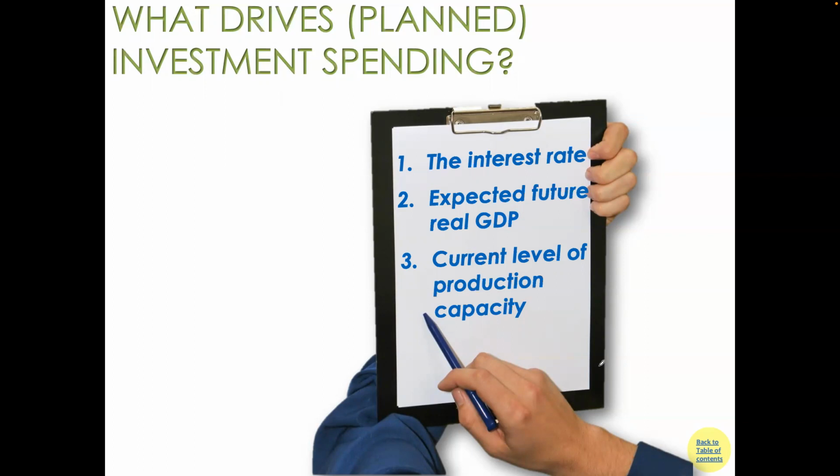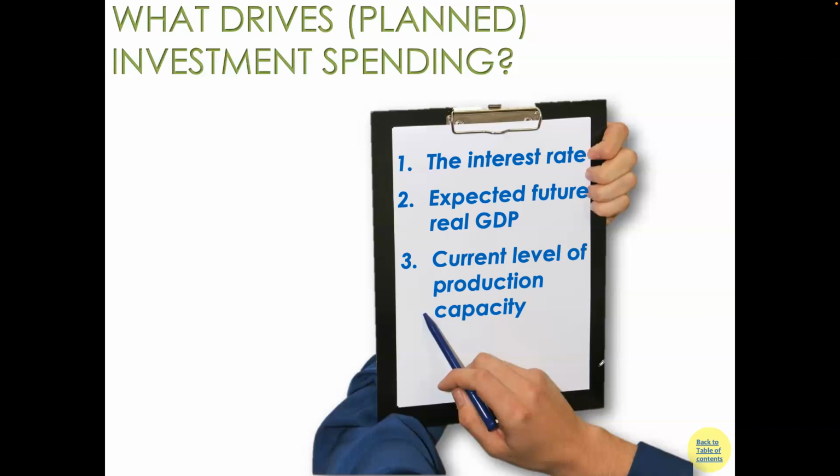This is number 1. Number 2, expected future real GDP. Let's just convert into something like individual understand. Just imagine if you're a business owner. You are expecting next year or next quarter, the demand is weak. Do you want to expand your business? No. So there's not much demand. If I expand my business, it's going to increase my cost, reduce my profit.